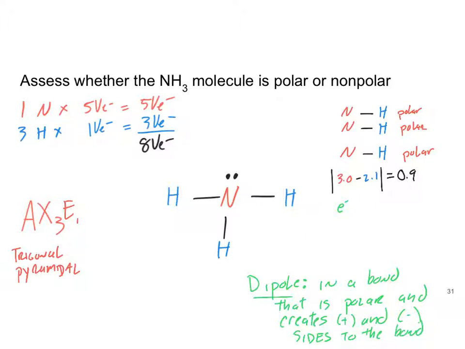So, if I'm going to look at my nitrogen-hydrogen, I would say that because the electrons are spending more time with nitrogen than they are with hydrogen, I would have a slightly negative side on my nitrogen and a slightly positive side on my hydrogen. So that's going to occur for each of the bonds here.